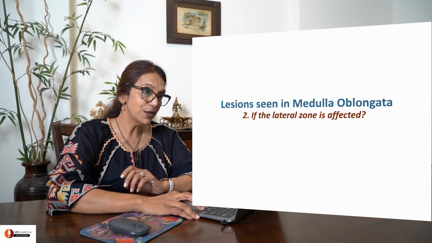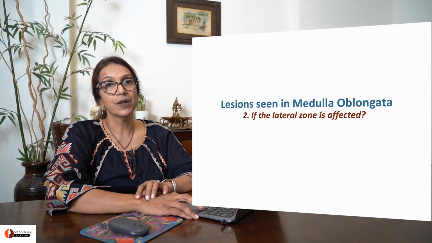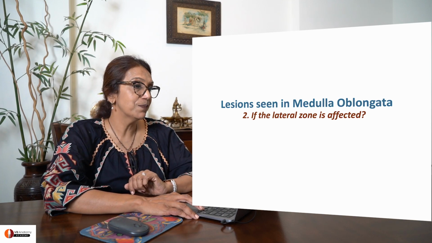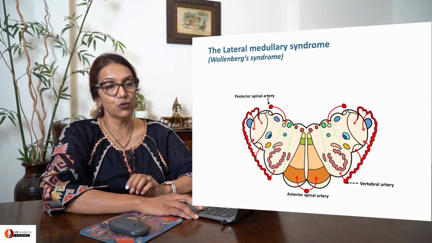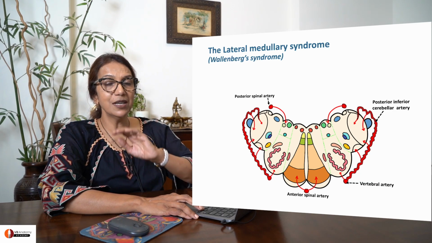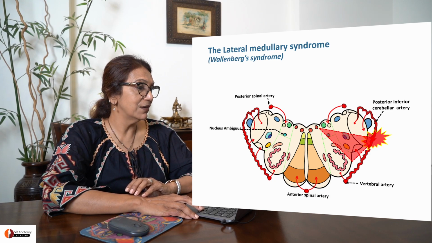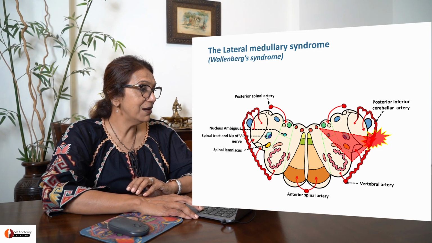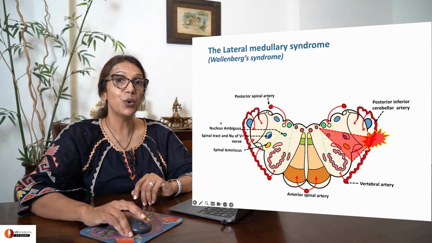Right? Okay, so let's move on to another type of lesion, this time a lateral zone. What happens if the lateral zone is affected? How will the lateral zone be affected? Take a look. This kind of lesion is called Wallenberg Syndrome. Suppose the posterior inferior cerebellar artery is affected somewhere here. So, the lesion will look like this, affecting the nucleus ambiguus, affecting the spinal tract and nucleus of trigeminal, and affecting the spinal lemniscus. A very interesting combination. I'll tell you what happens in this patient.